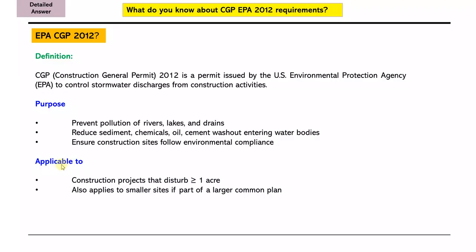Where is it applicable? It applies to construction projects that disturb greater than or equal to 1 acre of land. It also applies to smaller sites if part of a larger common plan, or any building or area or any project on which any green building system is applicable.